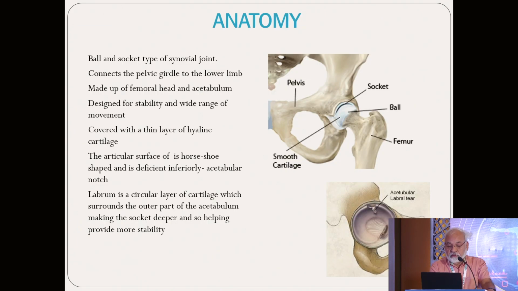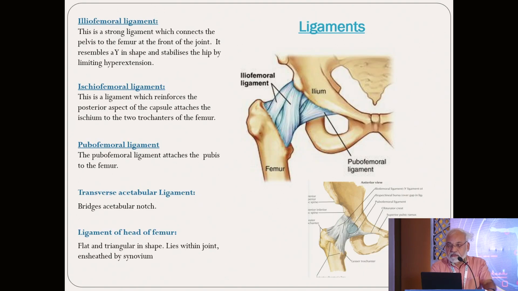Anatomy, I'm not going to go into detail. It is a ball and socket type of synovial joint which connects the pelvic girdle to the lower limb, and the articulation is between the large bone, horseshoe shaped, deficient inferiorly, where there is a vestibular notch which you can see. There are certain ligaments that are also important, because if they are lax, strained or sprained, that could also lead to pain around the hip joint.